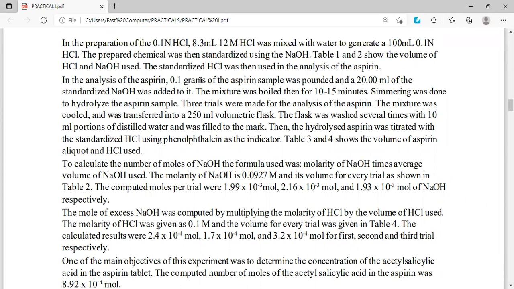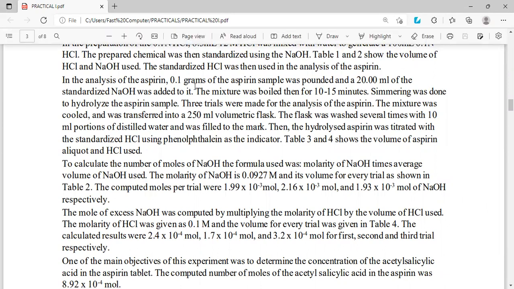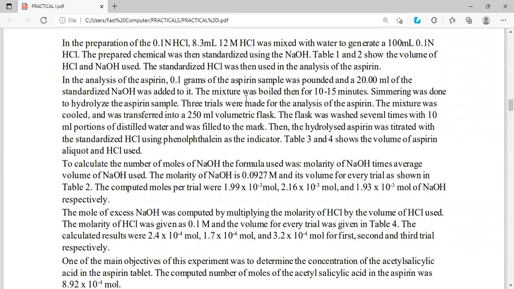In the analysis of the aspirin, 0.1 gram of aspirin sample was weighed and 20 milliliters of the standardized NaOH was added to it. The mixture was then boiled for 10 to 15 minutes. Simmering was done to hydrolyze the aspirin sample. Three trials were made for the analysis of the aspirin.